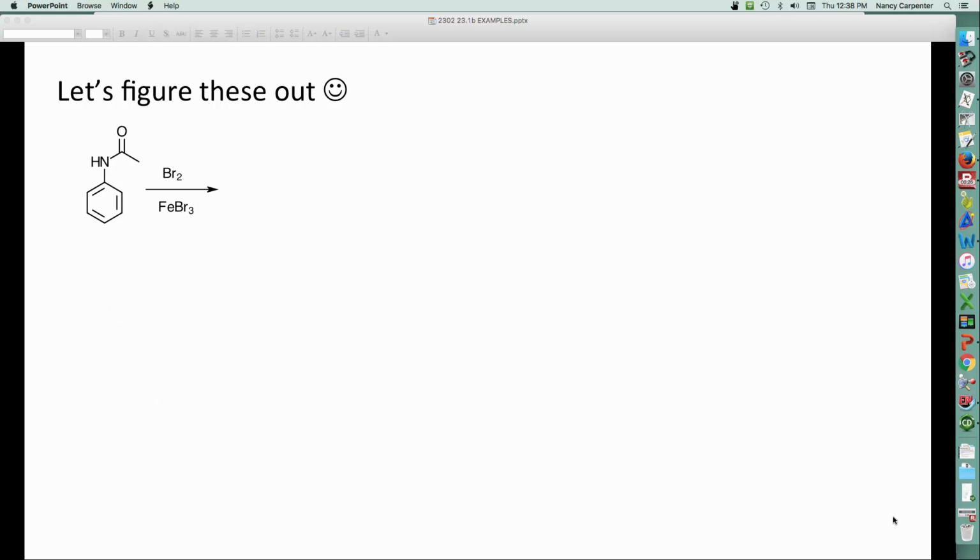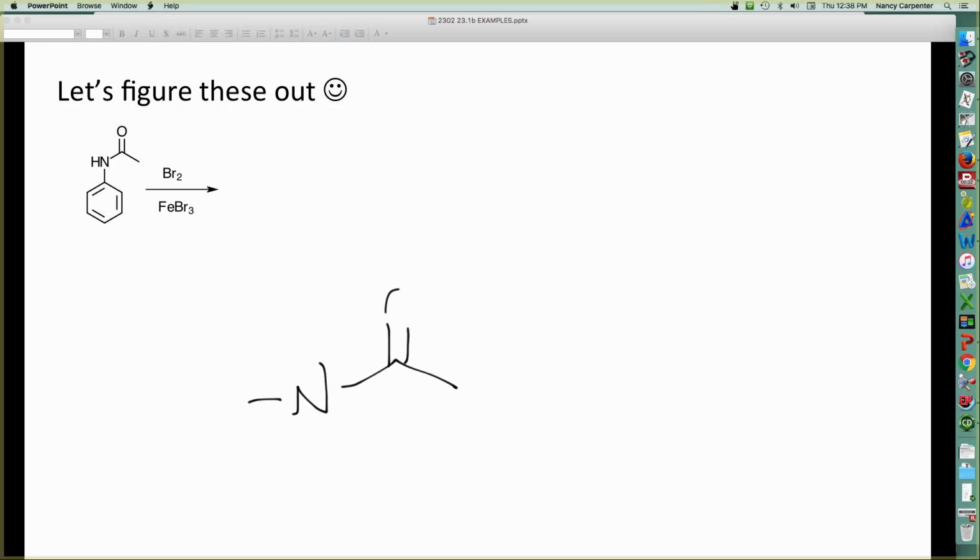So let's get started here with this acetylated aniline. All right. So when I look at this substituent, I see that, if that's my aromatic ring, I've got a nitrogen directly attached to the aromatic ring. So that means I've got a lone pair directly attached to the aromatic ring. So that says electron donating.